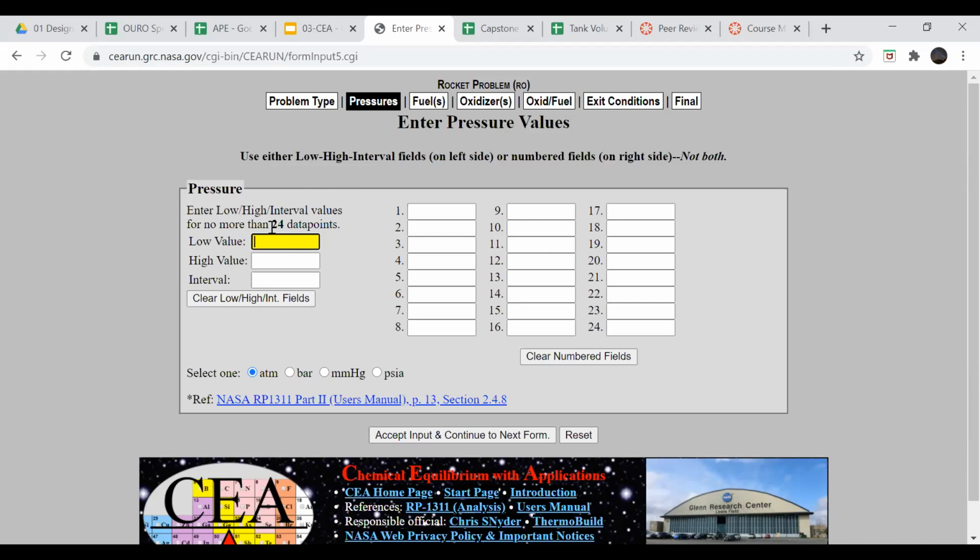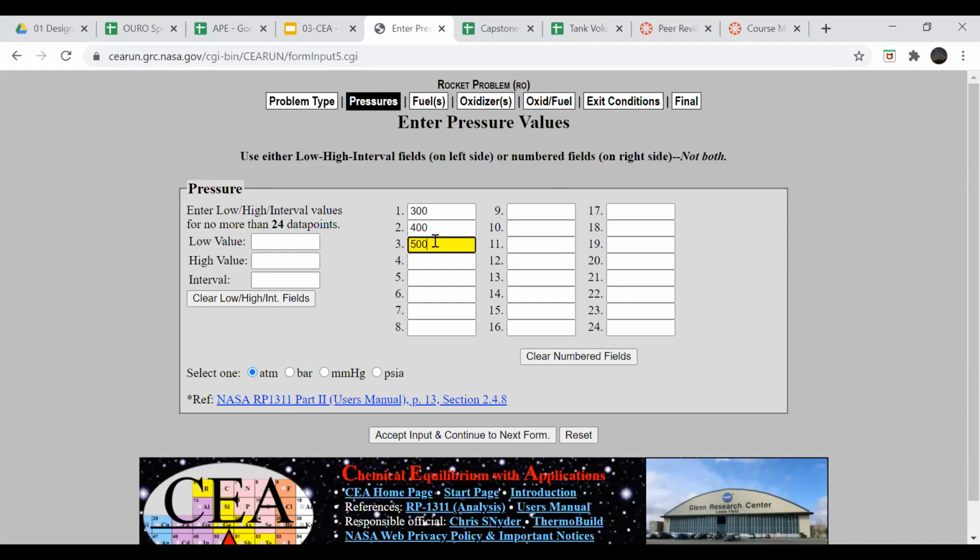And so the way CEA is set up can kind of be confusing. Over here on the left, if you want to test a range of values, you can put in the low value, the high value, and then an interval. So let's say you put in 300 to 500, interval of 100. That'll give you the results for a chamber pressure of 300, 400, and 500 PSI, or whatever units you select down here. Alternatively, you can just enter the values over here on the right. So if you wanted to do that same spread, you could just put in 300, 400, 500. And if for some reason you want to do 550, you could also do that.